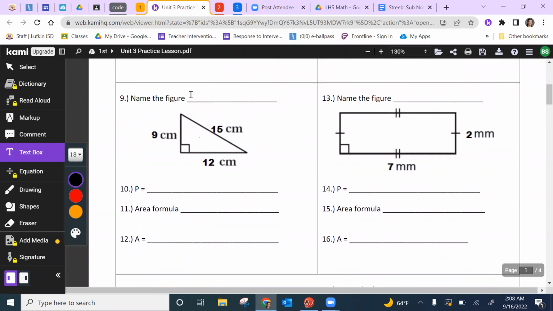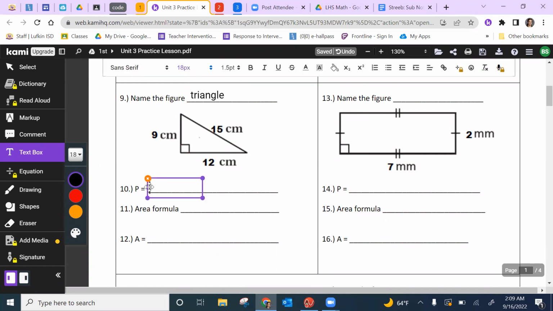Our next figure is a triangle. And we're finding our perimeter. So we're adding all of our sides. So 9 plus 12 plus 15. This is 36 centimeters.